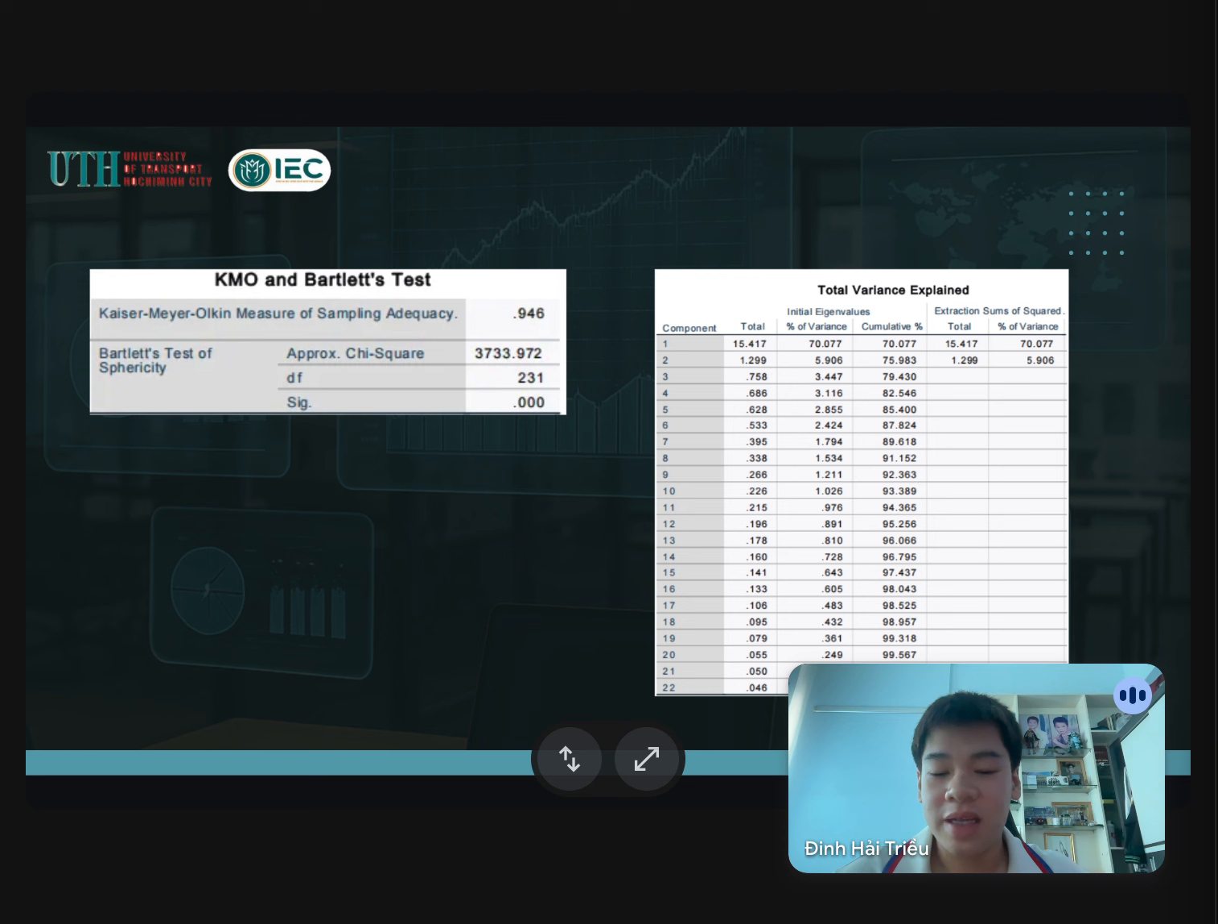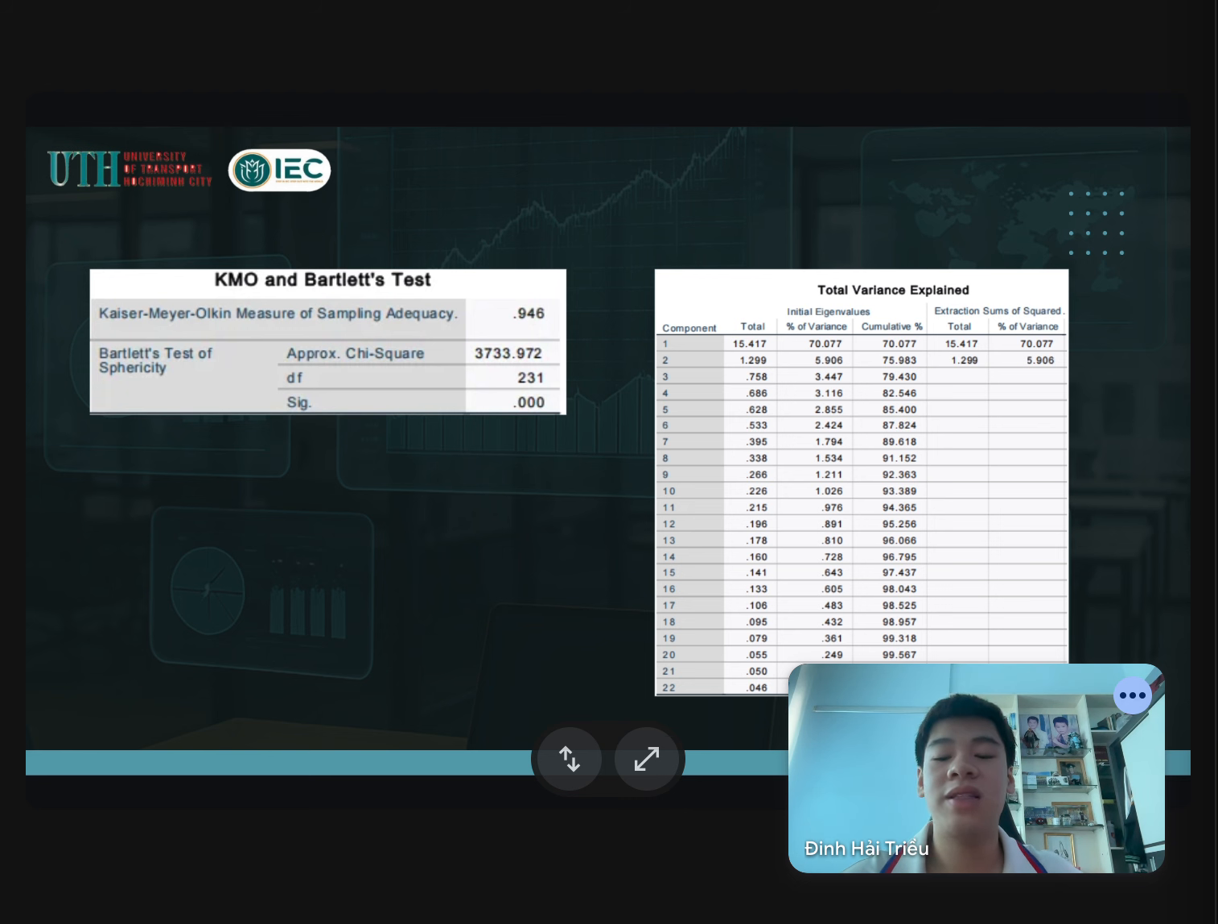Next, we examine the total variance explained. The analysis extracts two factors which together explain approximately 75.98% of the total variance. In social science research, explaining more than 50% of the variance is generally considered satisfactory. Therefore, explaining nearly 76% indicates a very strong measurement model.